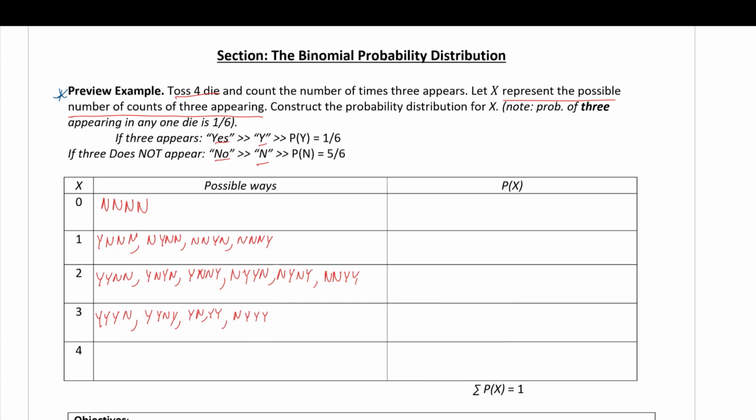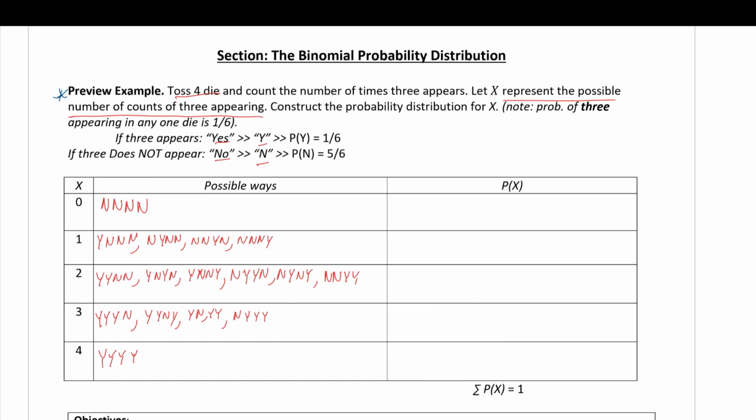And then finally, how many ways can you get all 4 dice to be a 3? There's really only one way that they're all 3s. You can kind of see that it's looking like a bell shape in terms of the number of ways that this can happen.